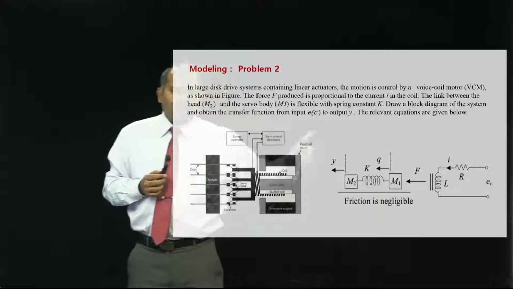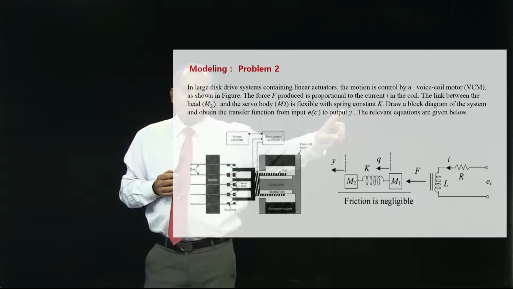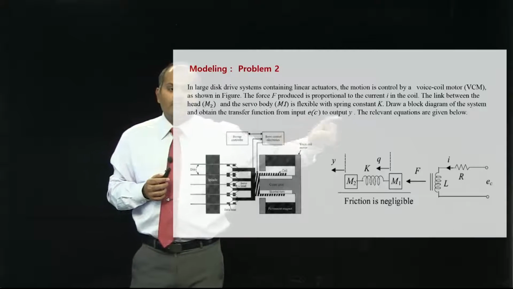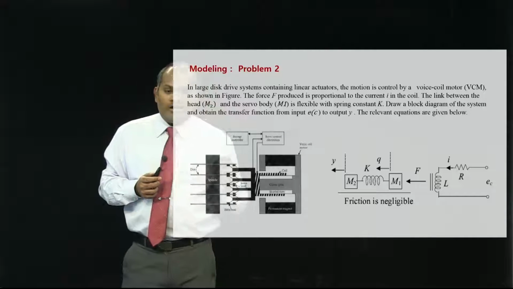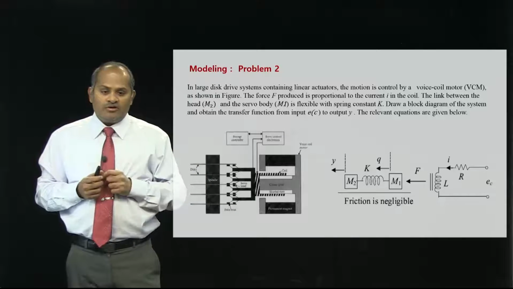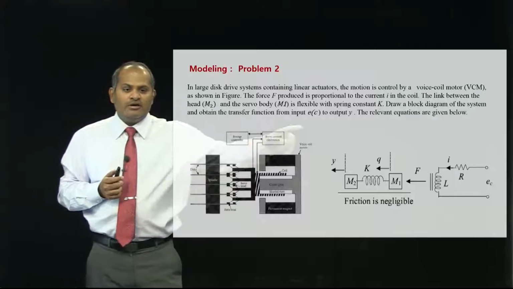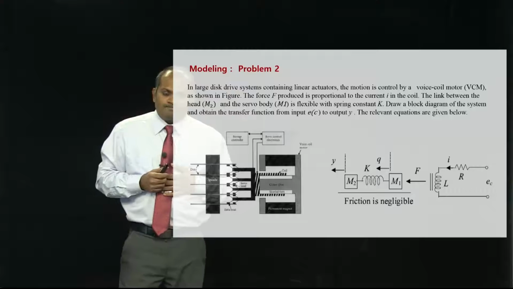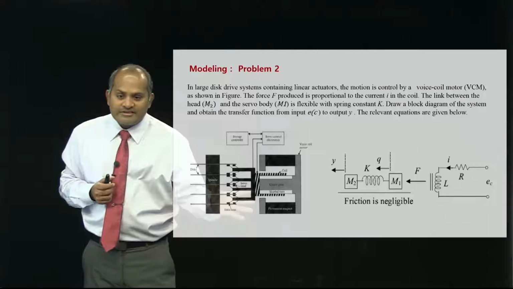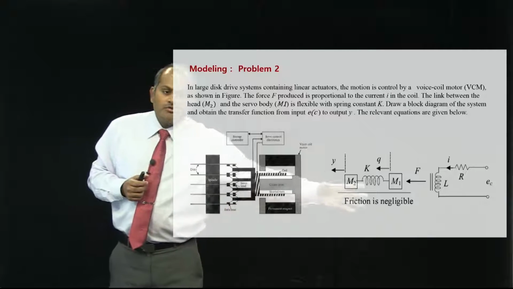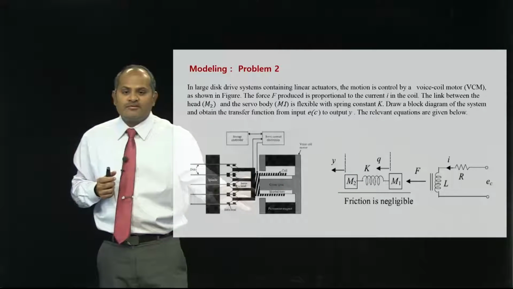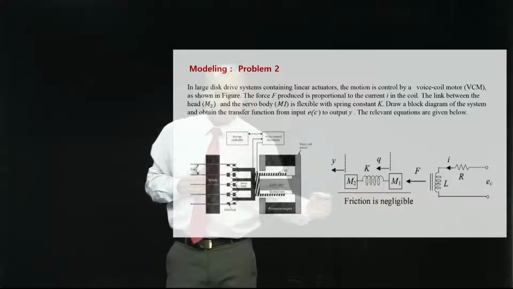Now it is asked to draw a block diagram of the system and obtain the transfer function from input EC to output Y. So, it is asked to find the input voltage to output. The displacement is the output and the input is the voltage that is applied to the coil. Once you understand the system, use this diagram, which is very important, and try to relate how the system works.